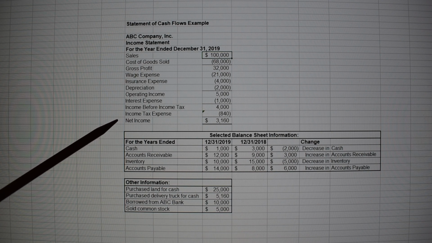$3,160. And when we prepare our statement using the indirect method, this net income figure is going to be sort of the star of the show. I mean, we're going to start with that number and convert it to cash flow from operating activities.